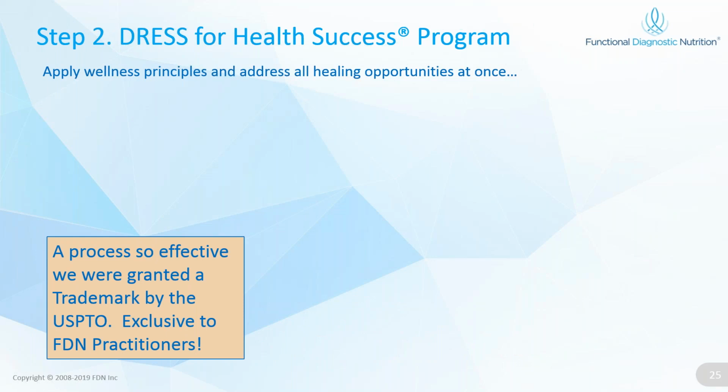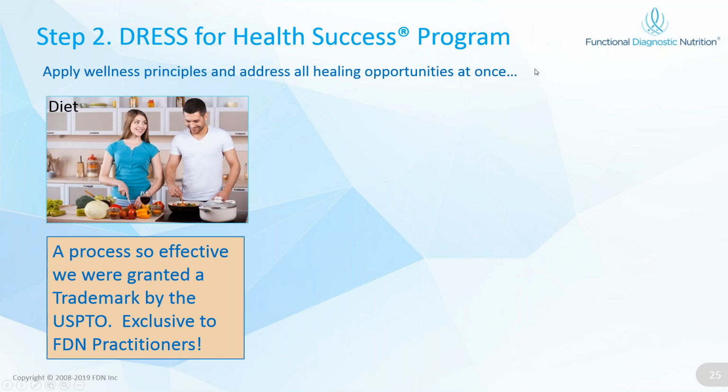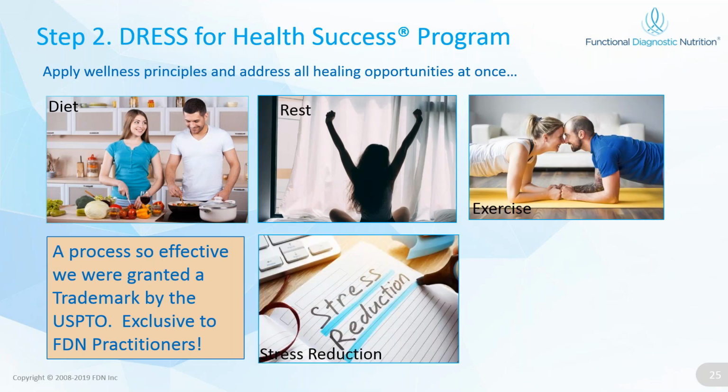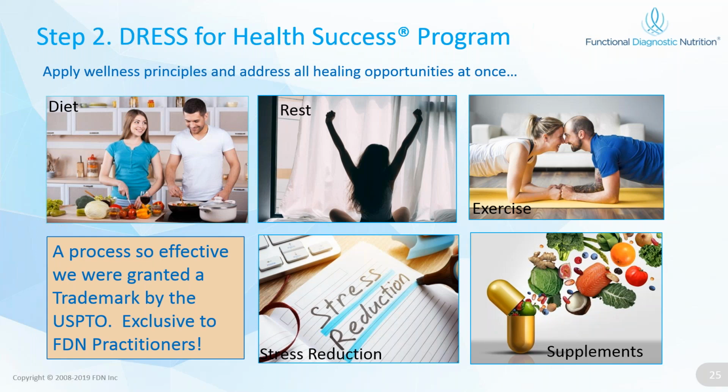Here's the step-by-step. We went over step one, which was to assess. We run our labs on all those areas, the hidden areas. I just showed you a little bit about the hormones today. And step two is what? We're going to apply wellness principles and address all healing opportunities at once. Now, you've heard some of this before. I'm going to tell you, when you've got a lab-guided diet program, rest program, exercise program, stress reduction program, and supplement program, you are cooking with gas.